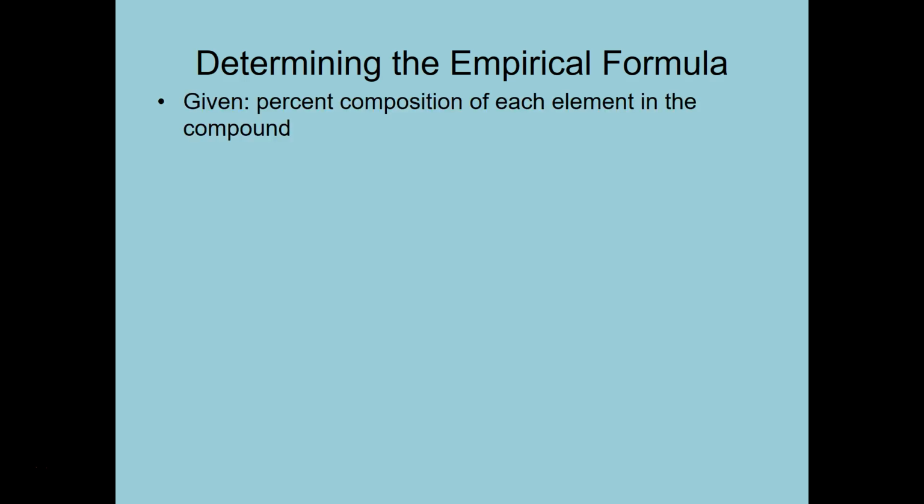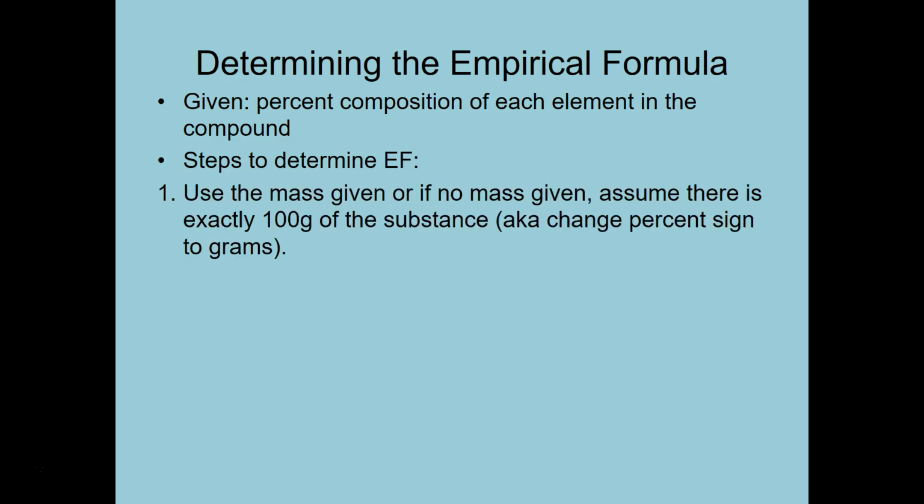Now the trickier one is determining the empirical formula. Given the percent composition of each element in the compound, you can determine what the empirical formula is. So let's look at the steps. There's going to be more steps than for our molecular formula. You're going to use the mass given, or if no mass is given, you're going to assume that it's exactly 100 grams of a substance. So you're going to change that percent sign essentially to a gram sign.